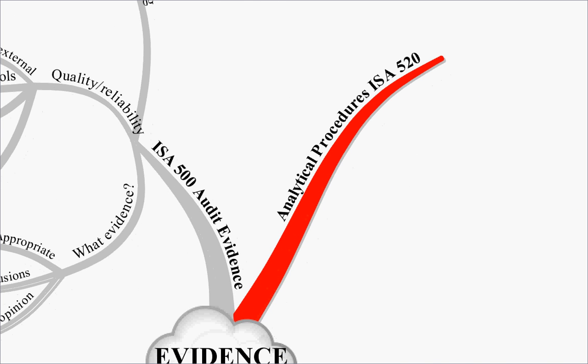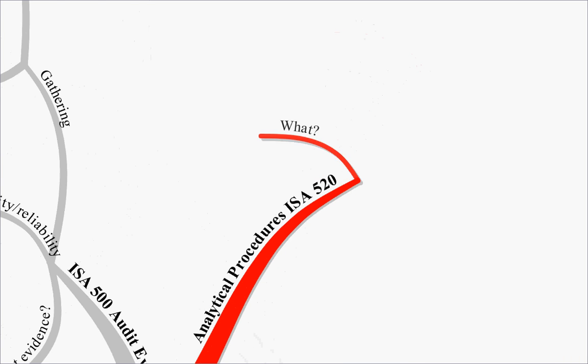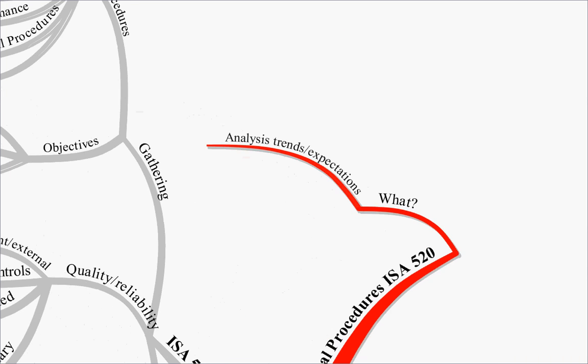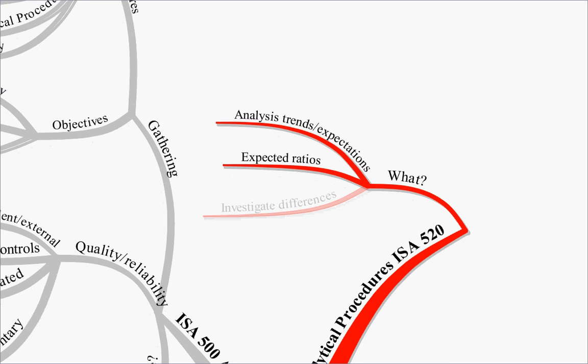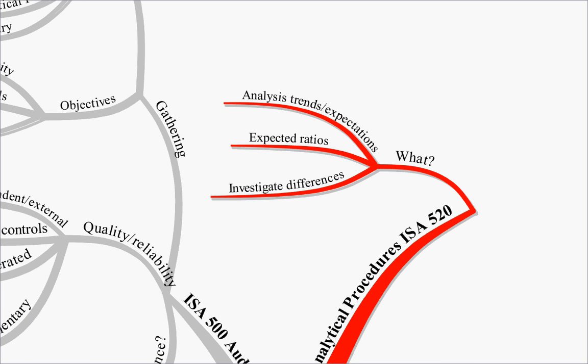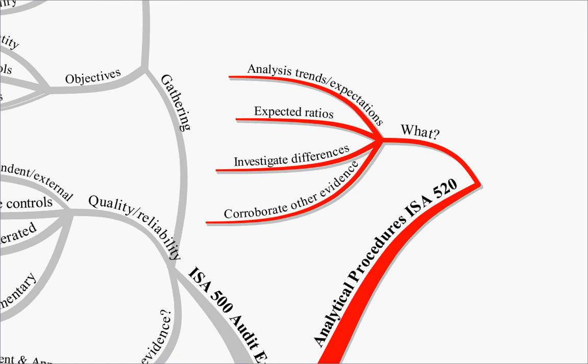Analytical procedures then under ISA 520. What are they? Well, it's analysis of trends and expectations, expected ratios. You want to investigate any differences, fluctuations, things you weren't expecting, and they must corroborate other evidence.